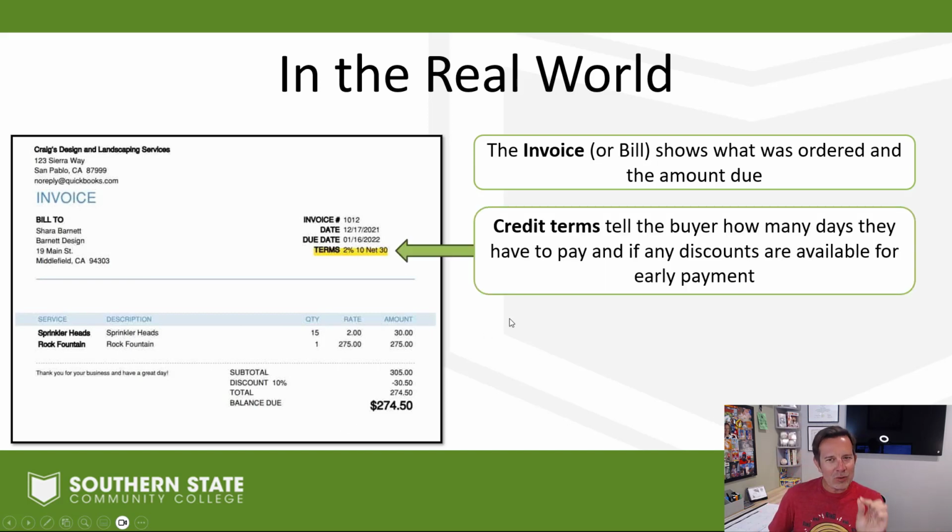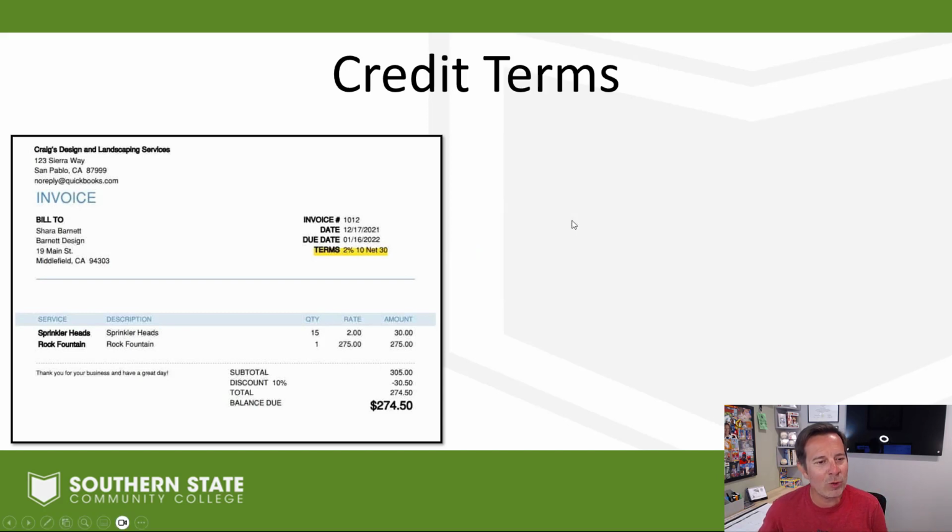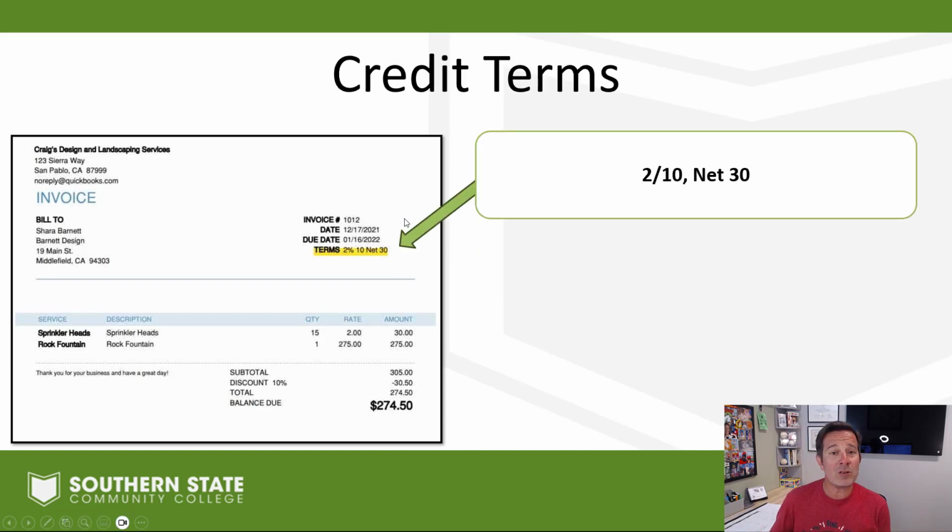There's also another little piece of information that I want to point out. You'll notice what I've got highlighted. It says terms, 2/10, net 30. Those are credit terms. They tell the buyer how many days they have to pay and if any discounts are available if they pay early. Oh, so we got to learn some accounting here. How do we deal with credit terms? First of all, we got to learn how to read them.